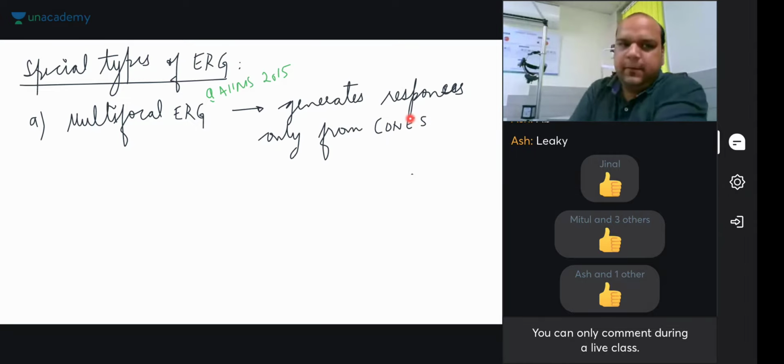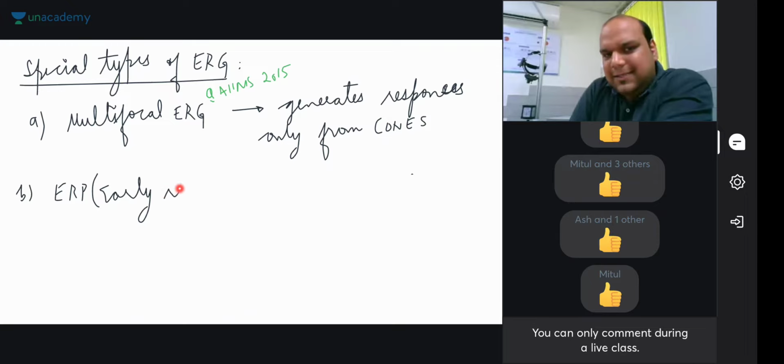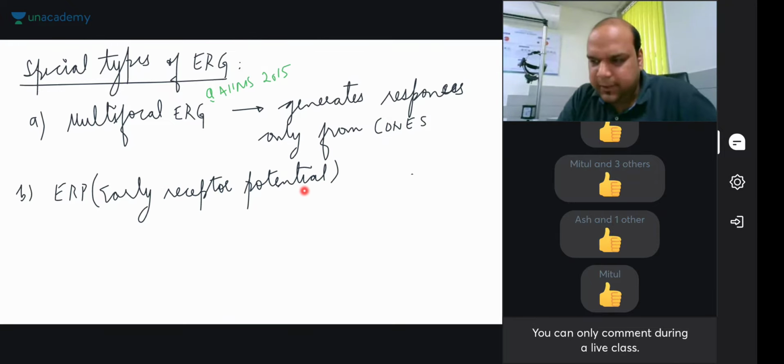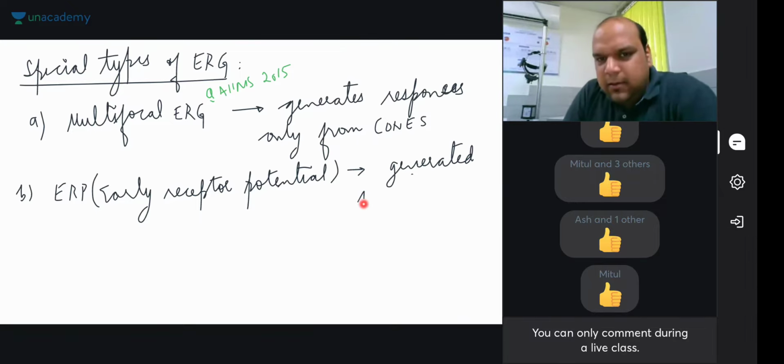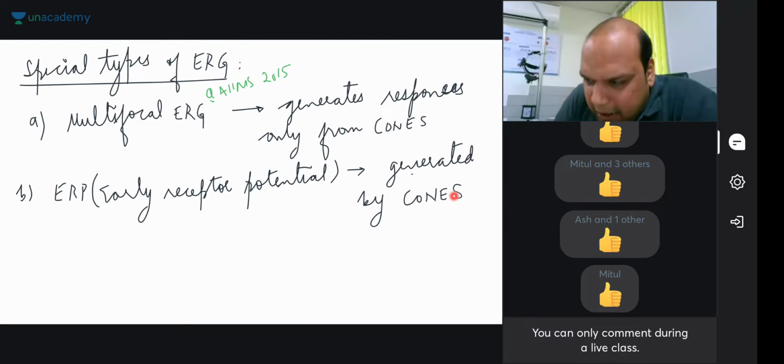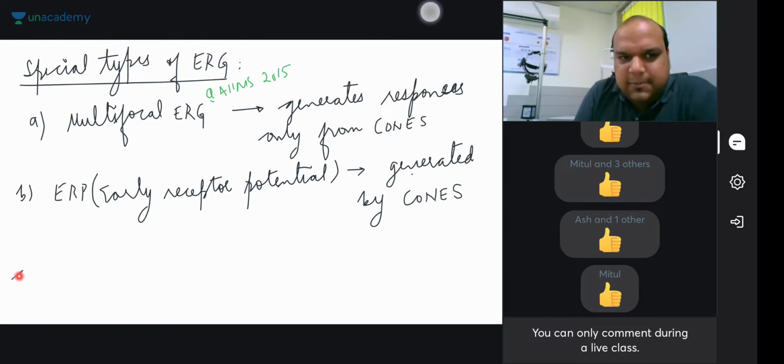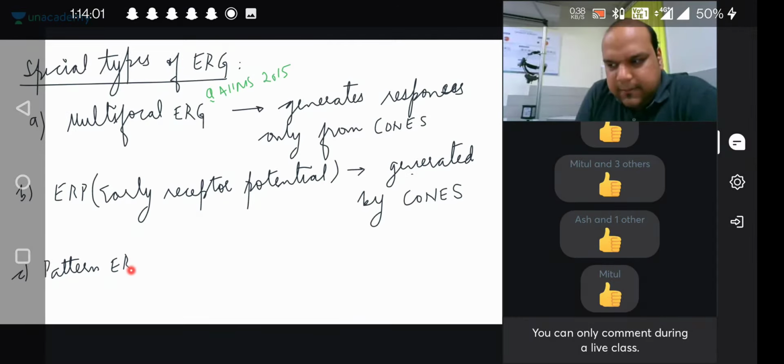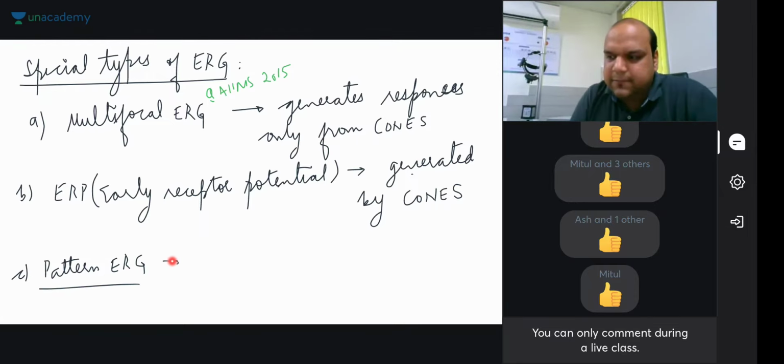Okay, done. Now, secondly, there is another thing called ERP, early receptor potential. This is also generated only by cones. Then there is another special type of ERG which is called pattern ERG. Pattern ERG generates from ganglion cells.